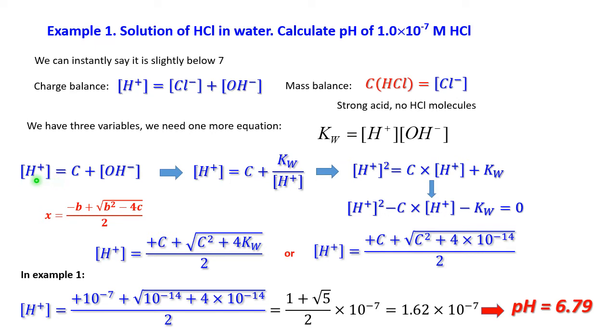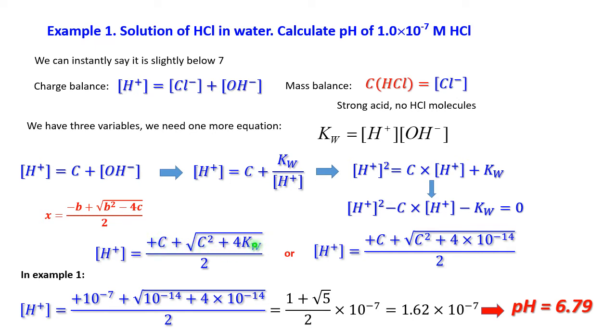So let's look at this equation. H+. Now instead of Cl-, I'm putting C here, and instead of OH-, I can put Kw divided by H+. So I have one equation with one unknown. Next, I'm rewriting it so I'll have a standard quadratic equation like this. For a standard quadratic equation, we have a simple formula. So we hook in the numbers and we receive the solution for any concentration.